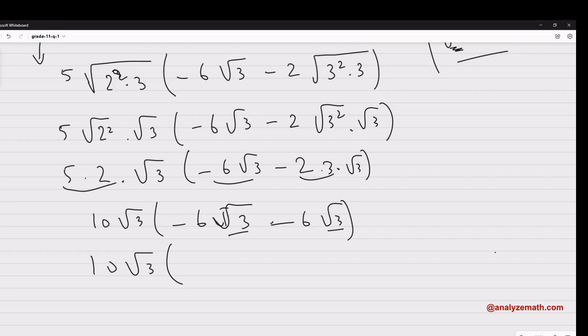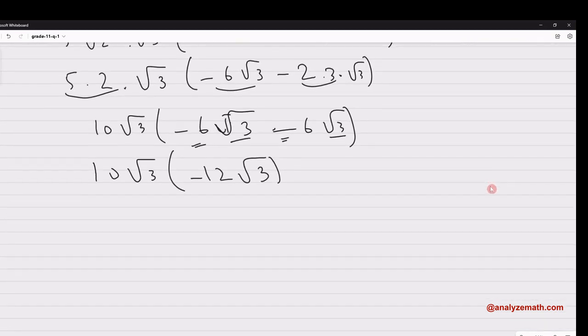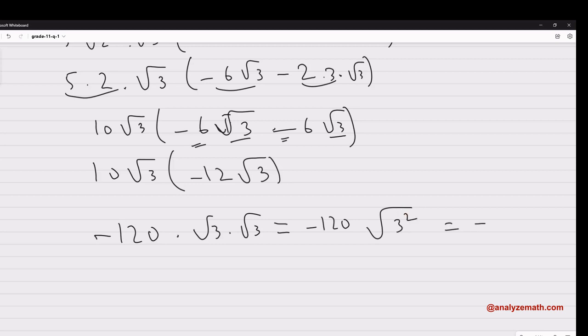These are like radicands, so we can group. All this gives me minus 12 square root of 3, minus 6 and minus 6. You add the factors, or you can do it by factoring if you want. Now 10 multiplied by minus 12 gives me minus 120. Now square root of 3 multiplied by square root of 3, minus 120. This is square root of 3 power 2. And that gives me minus 120 multiplied by 3, it's a perfect square, and the whole gives me 360. This is the final answer.